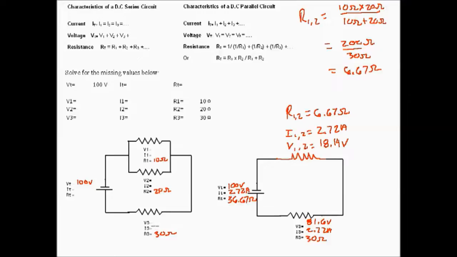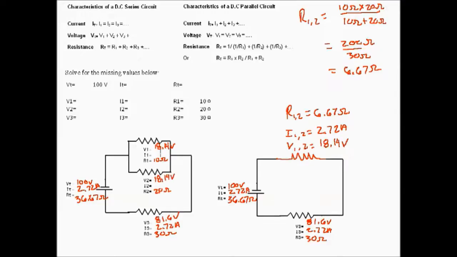Great, now we can transfer that back over here. 2.72 amps at I3 and 81.6 at V3. And we know here we're 2.72 amps, and our total resistance is 36.67 ohms. And we know that characteristics of a DC circuit says that the total voltage, which is 18.14, is equal at V1 and V2. So we can enter that in. 18.14 volts here and 18.14 volts there.